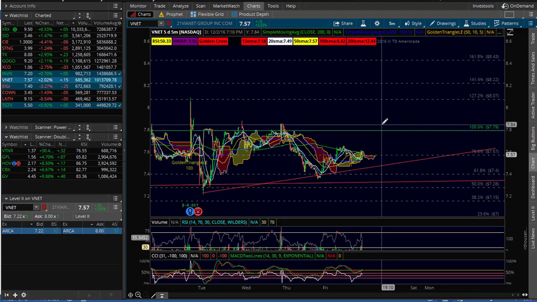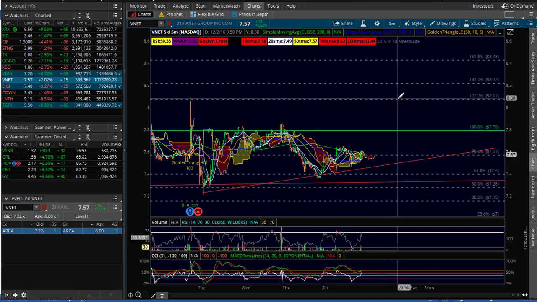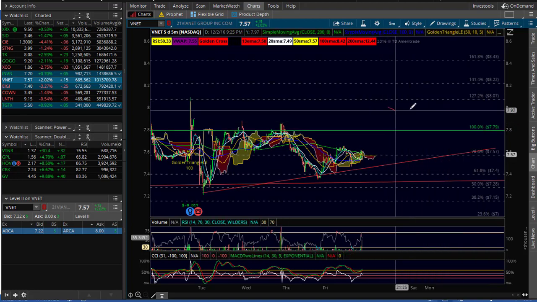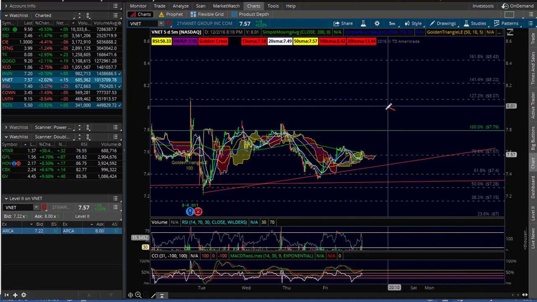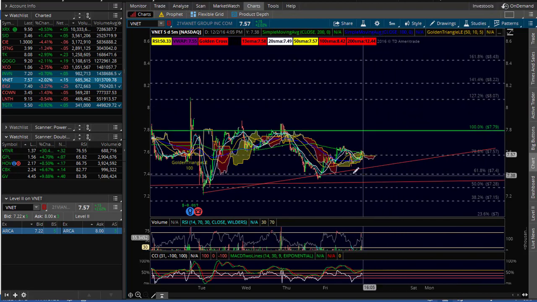So if this were to break and continue up, I could add to my position as well as set a trailing stop, and then I could wait till I hit a profit target margin, somewhere around these key resistance points, if they don't break or not.